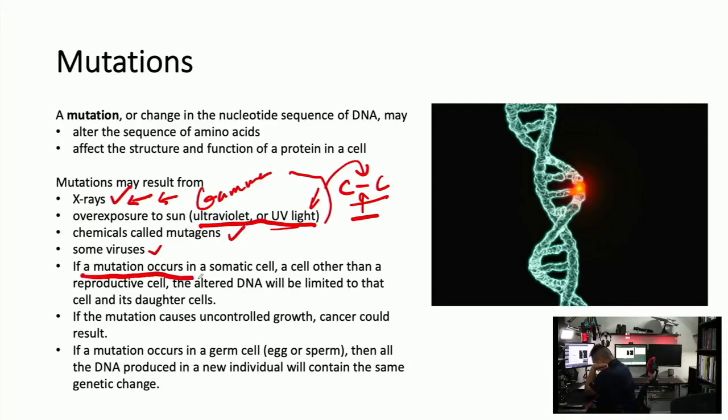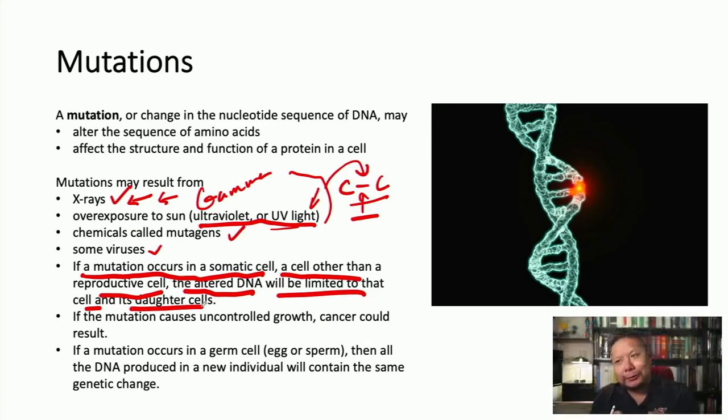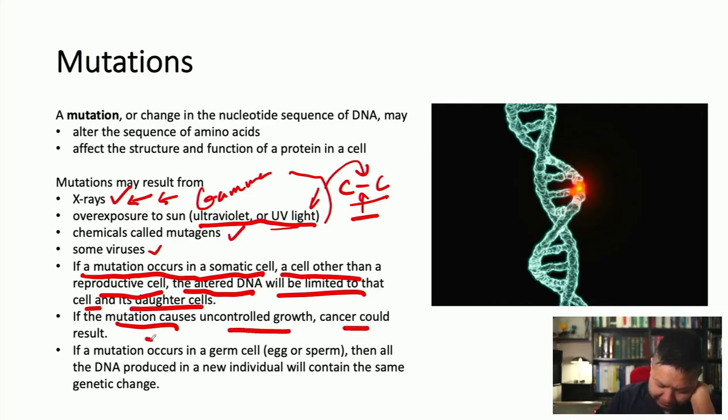So if a mutation occurs in a somatic cell, a cell other than a reproductive cell, the DNA is altered, and the change will be limited to that cell and its daughter cells, right? The good thing is that you have a gazillion cells in your body. And if only some of them are exposed, then only those ones will have the altered DNA, and their daughter cells after mitosis will have the alteration too. But hopefully the vast majority of your cells are still normal, right? So mutations can cause uncontrolled growth, and cancer could result.